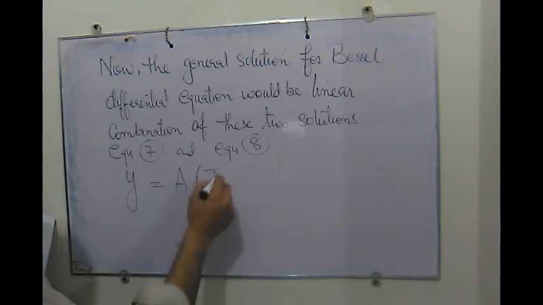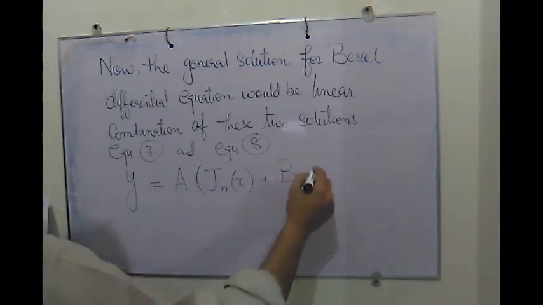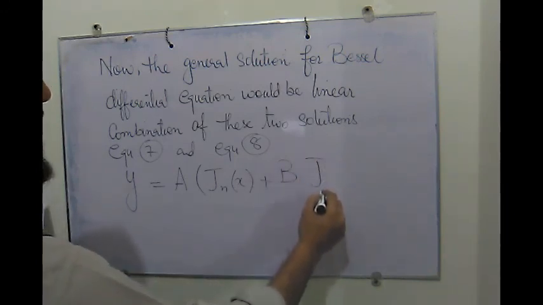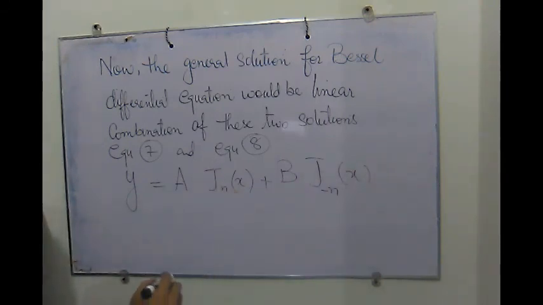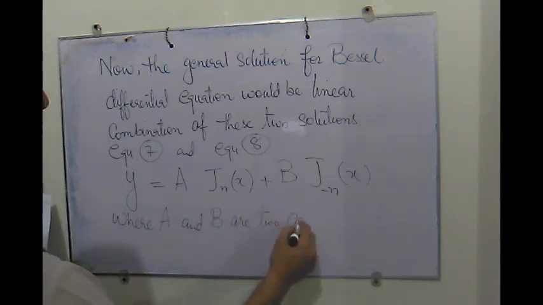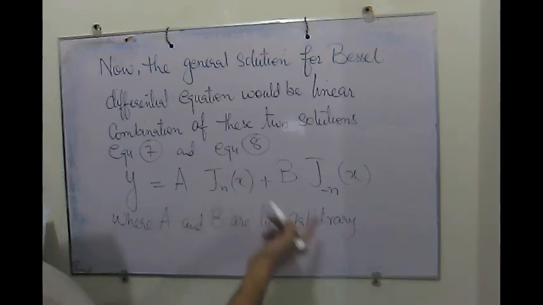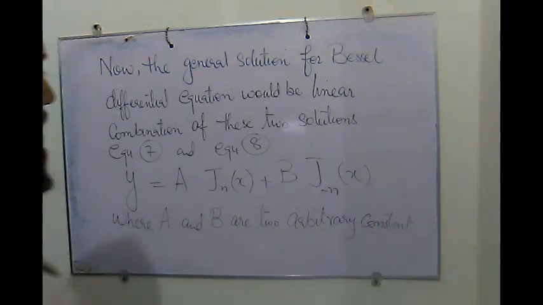So we can write y is equal to a Jn of x plus b, arbitrary constant, J minus n of x, where a and b are two arbitrary constants, and they depend on the situation for which you are going to solve that Bessel differential equation. So this is all for this lecture.